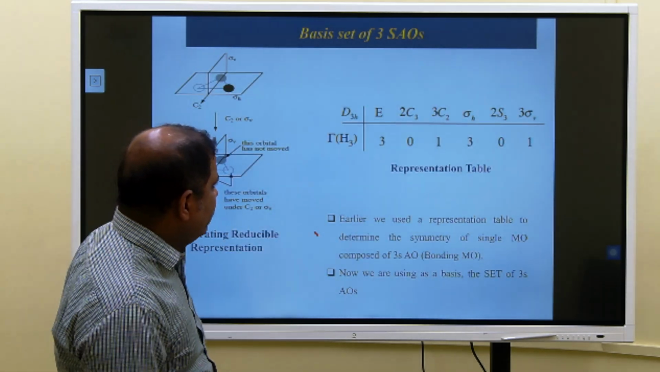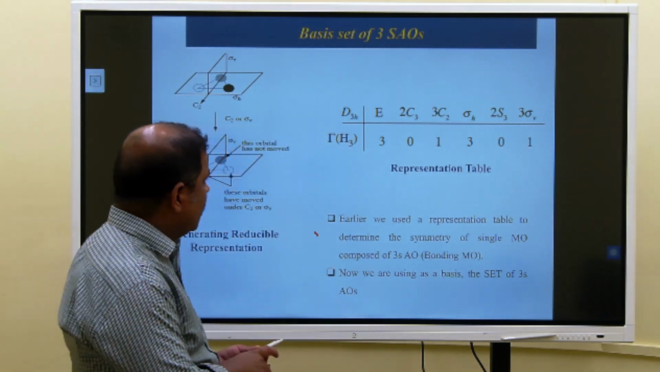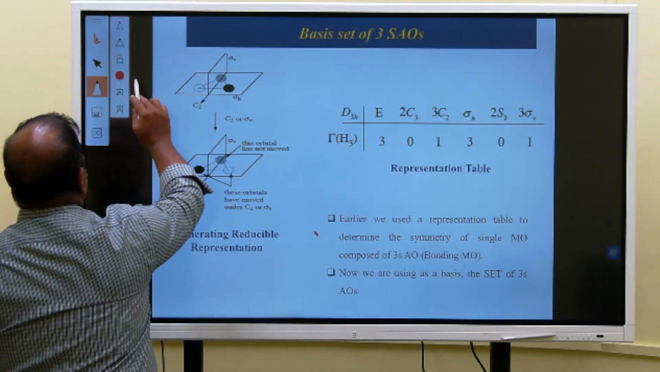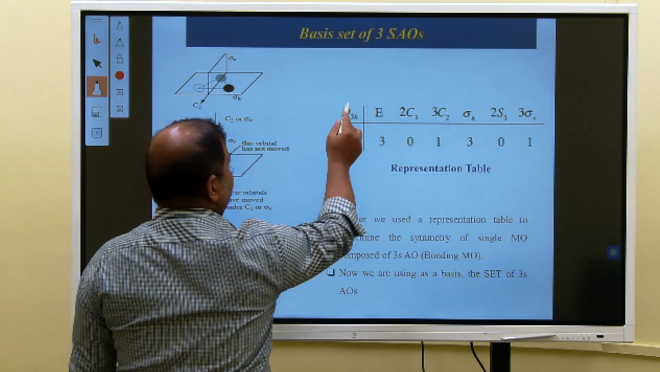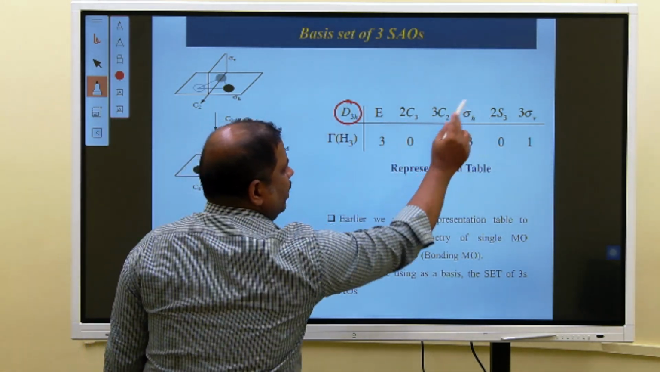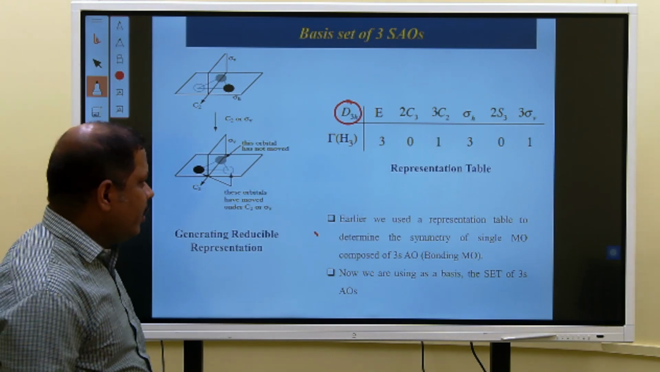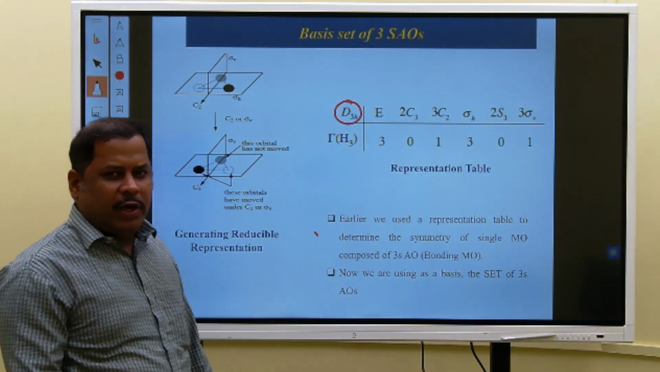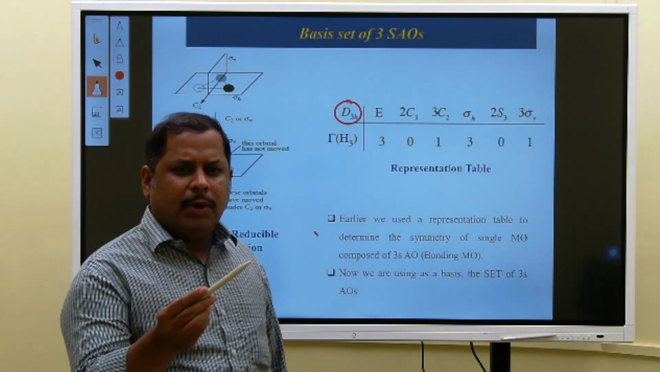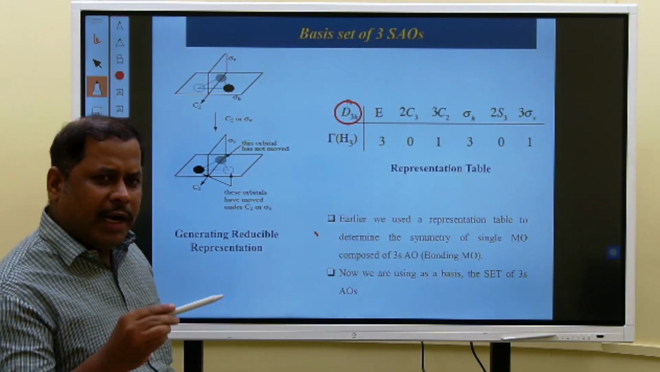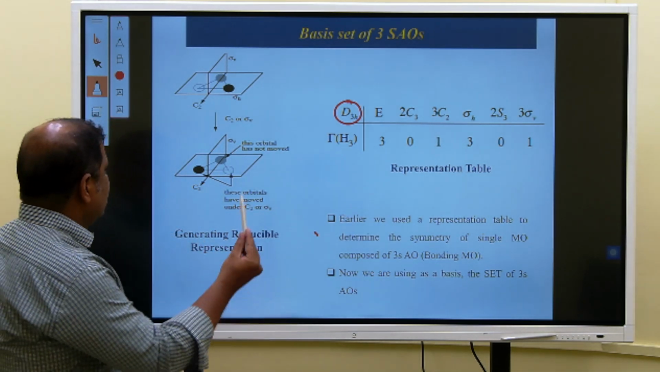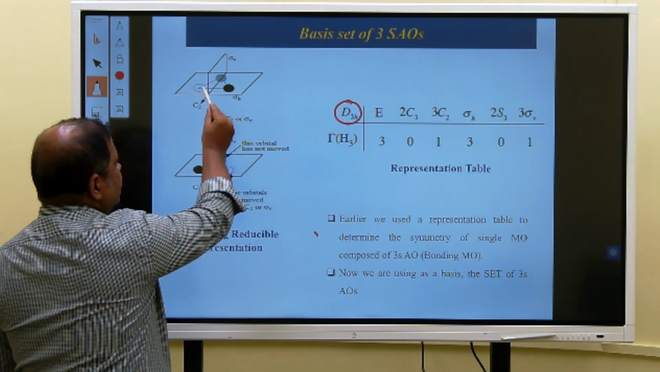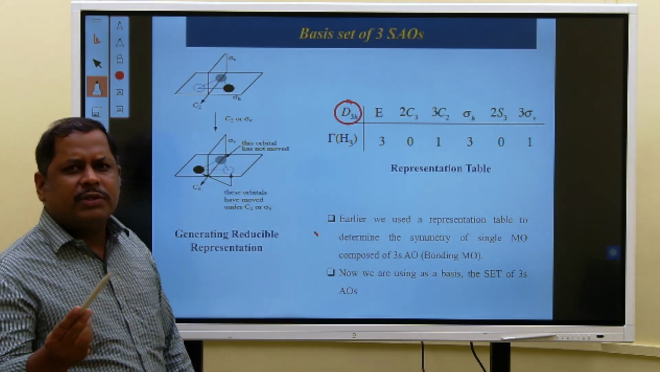Now let us move ahead. So this is a point group. Okay, this is the point group D3h. These are the symmetry elements which are present. Now we will take them one by one. So during the symmetry operation E, what are we going to do? We are going to rotate the molecule by an angle of 360, and all the three atoms, the moment I say atom, I mean these fragment orbitals, they are not going to change, right?